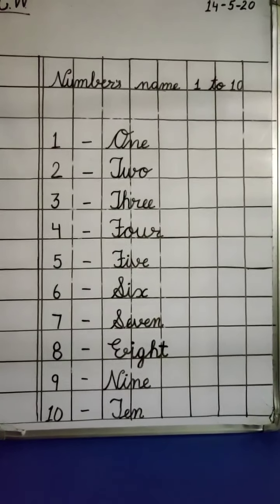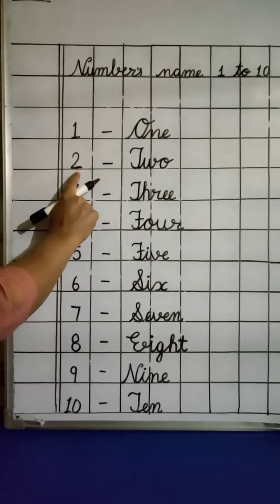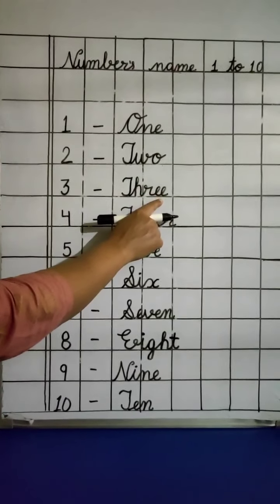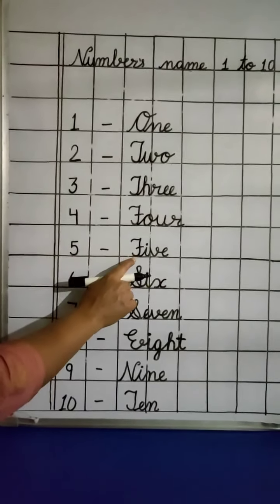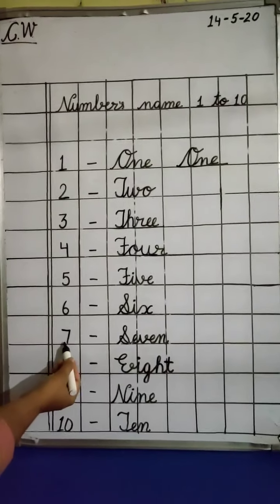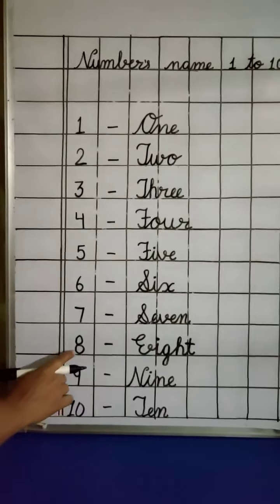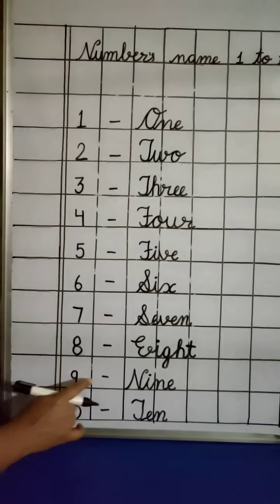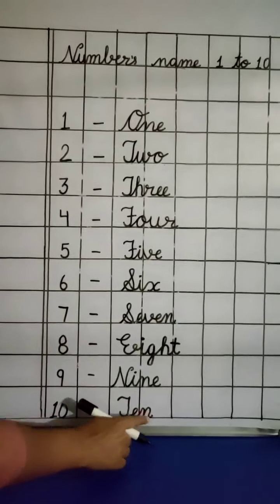We will repeat again these numbers name. 1, O N E, 1. 2, T W O, 2. 3, T H R double E, 3. 4, F O U R, 4. 5, F I V E, 5. 6, S I X, 6. Next is 7, S E V E N, 7. Next 8, E I G H T, 8. 9, N I N E, 9. 10, T E N, 10.